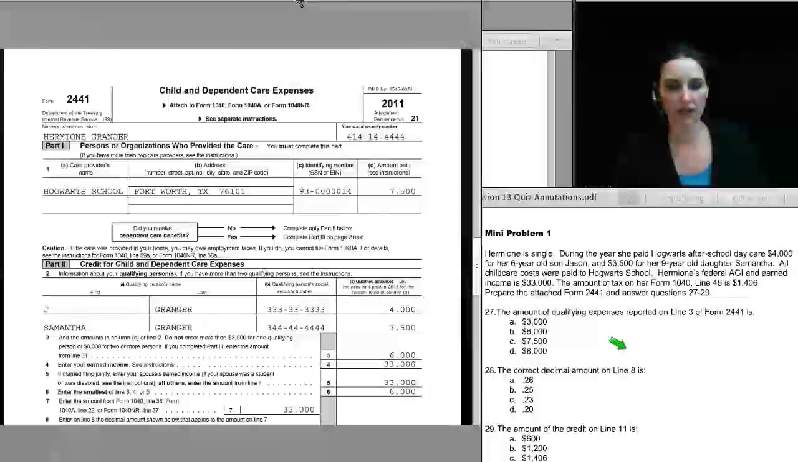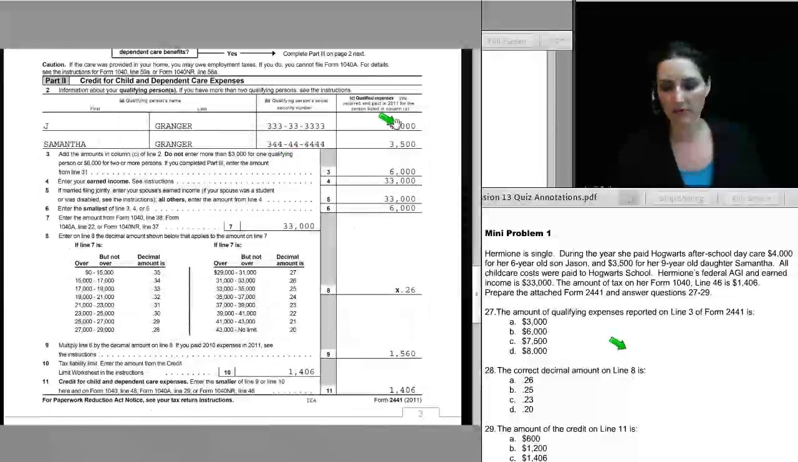And here is Hermione's completed 2441. We begin by entering the name of the school to which she paid child care expenses, the identification number of the school, and the amount of money paid to the school. We then show how that money was split between her two children, with Jason having $4,000 of associated expense and Samantha having $3,500 of associated expense. Remember that the maximum qualifying expense cannot exceed $6,000, so any combination of these two amounts, the amount for the first dependent and the amount for the second dependent, can never total more than $6,000, and so we've limited to $6,000. The next step is to enter earned income.